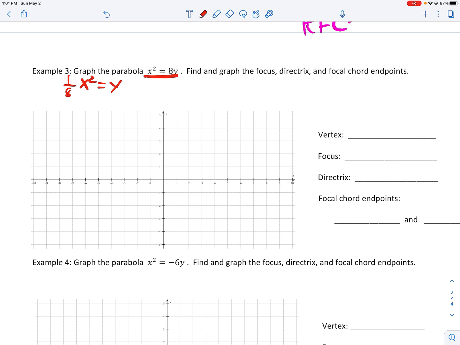So it has not been shifted at all left or right. So the key point is 0, 0. That's the vertex. That's not going to change no matter what parabola. You want to know the vertex.